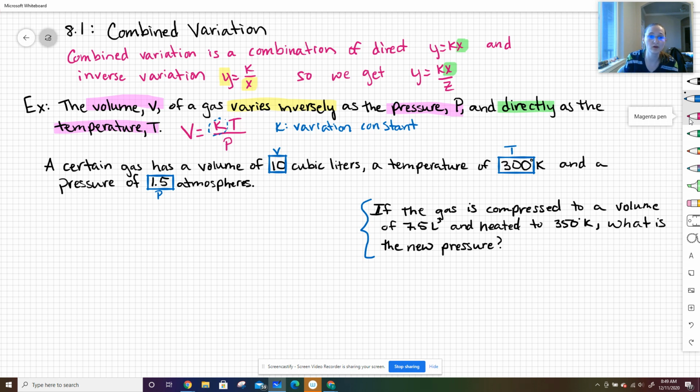So let's plug in what we know. Our volume is 10 equals, we don't know our constant, times our temperature, which is 300, divided by our pressure, which is 1.5. Now we need to solve for K. So the first thing we're going to do is get rid of the division by 1.5. At least that's one way you could do it. That's what I'm going to do, just because I don't like dealing with those fractions when it's possible to get rid of them. So I'm going to multiply by 1.5 on both sides, which is going to give me 15 equals 300K.